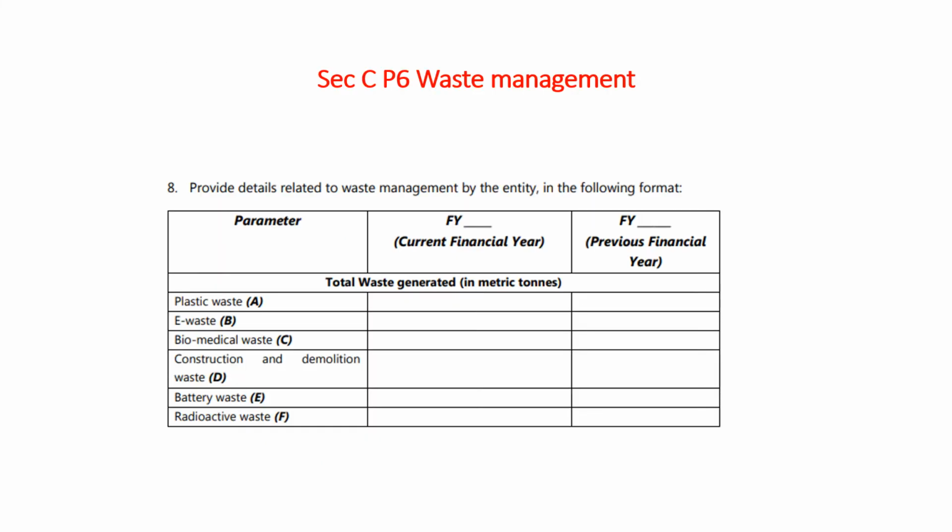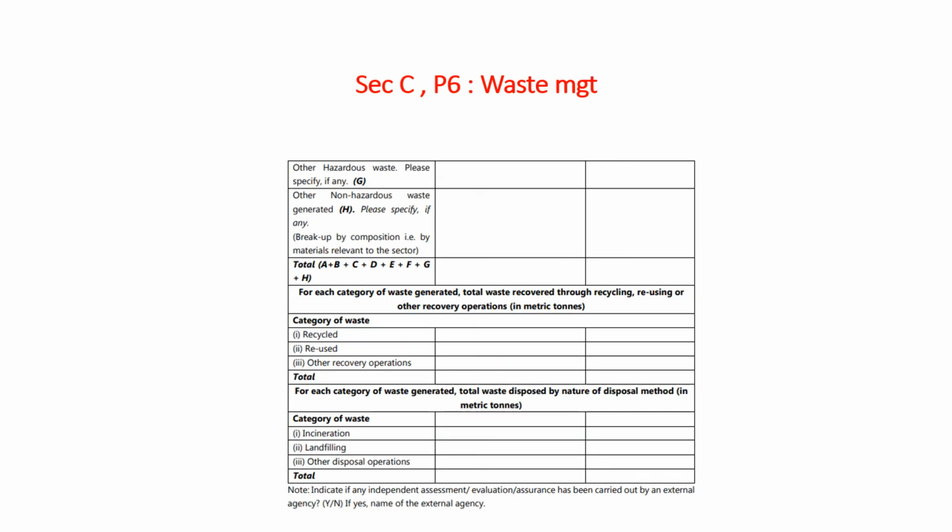Coming back to the format, section C, we are continuing on principle number 6. Here this is about waste management. How much of plastic waste, e-waste, biomedical waste, construction and demolition waste, battery waste, radioactive waste is generated, for this year and previous financial year. Hazardous waste, any other non-hazardous waste, etc. What are the categories of waste, out of which whether it is recycled, reused or any recovery operation, then incineration, landfilling and other disposal operations. So how much is there and how you are disposing is what needs to be given in this part of the format.